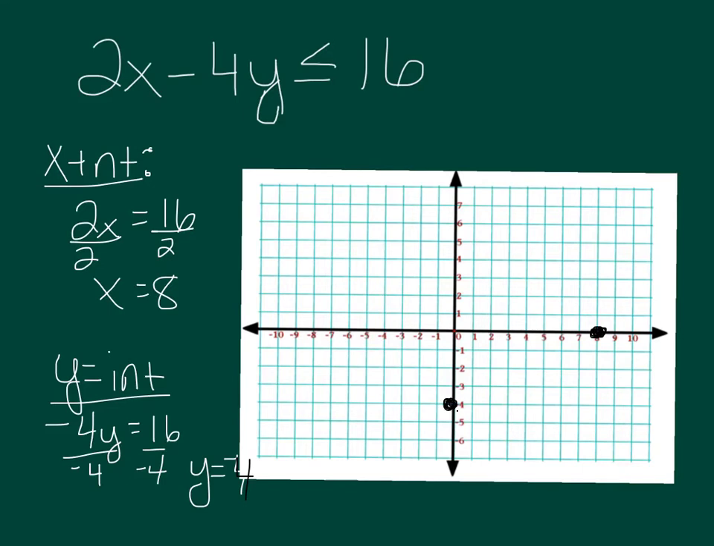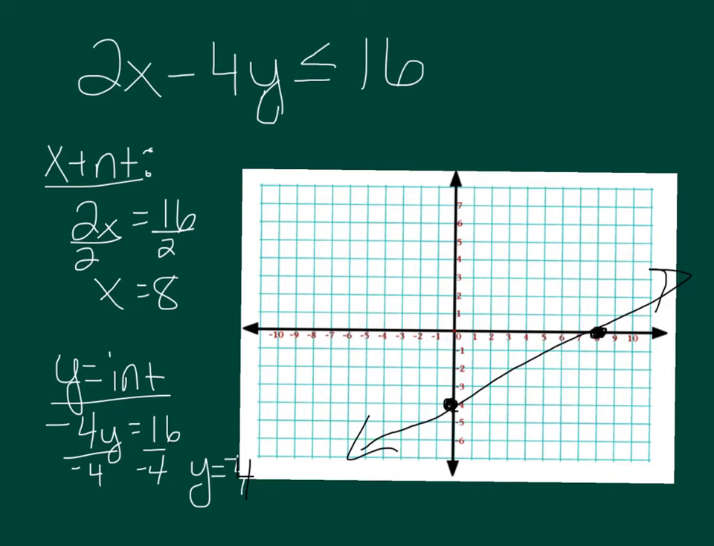All right, and this one is going to be a solid line because if you look at the symbol, there's a line underneath it. So we're going to draw a solid line between our x and y-intercept. And then the point 0, 0, same thing again, the point 0, 0 is not on the line. So we can use that to plug into our equation to see if it's a solution.